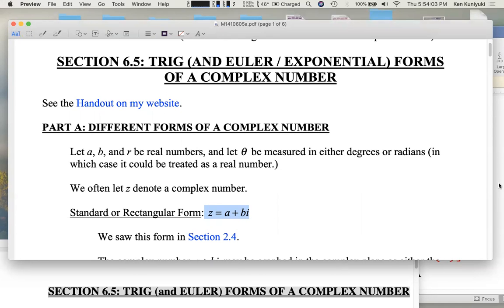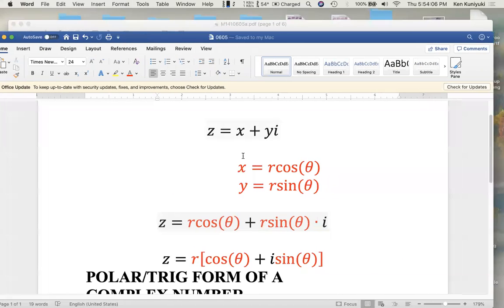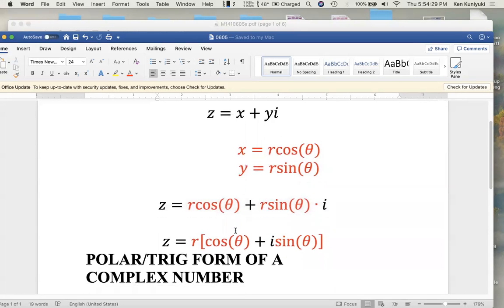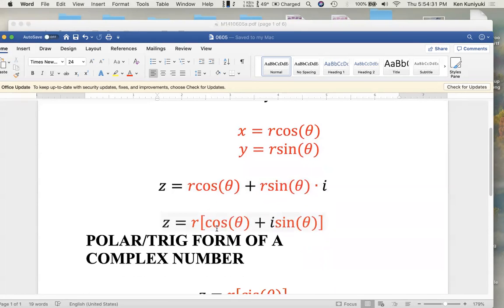Instead of a and b, let's use x and y, right? So here's standard form for a complex number. z equals x plus yi. Remember, x is r cosine of theta, y is r sine of theta. We got that from earlier in chapter 6, in 6.3. So z equals r cosine of theta, that's x, plus y is r sine of theta times i, right? Factor out an r, z equals r times cosine of theta plus i sine of theta.